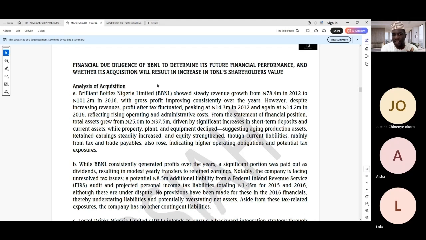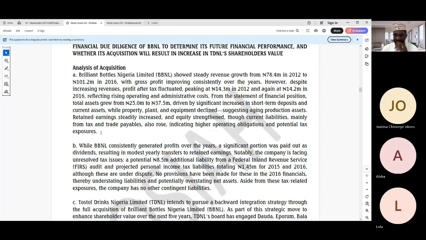And the first point I said was BBNL shows steady revenue growth from 78.4 million in 2012 to 101 million in 2016. And I said there were a lot of movements looking at their assets, just speaking to their financial statements. And I said, in summary, that everything indicates high operating obligations and potential tax exposures. So you are generally speaking to data and information in this first header.